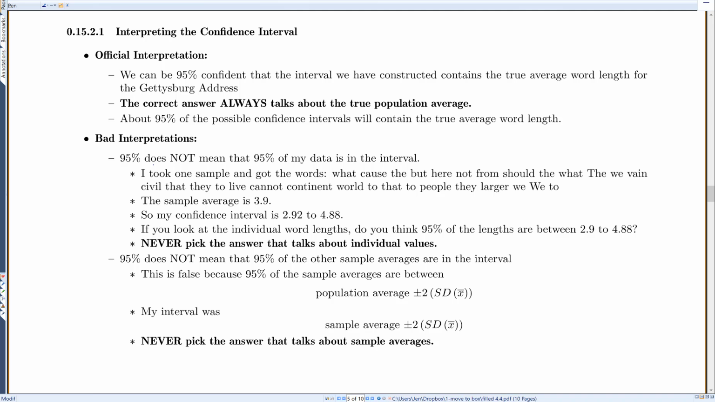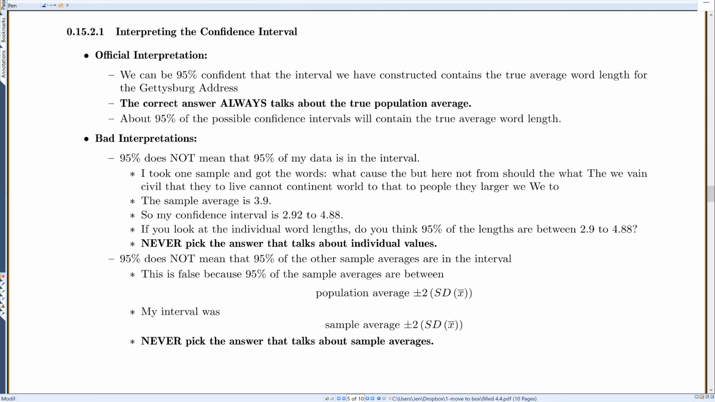So, some bad interpretations. 95% does not mean that 95% of my data is in the interval. Okay. So I took one sample and got words like what, cuz, the, but, etc. So there's my actual words in my sample. The sample average is 3.9. Okay, and my confidence interval is 2.92 to 4.88.